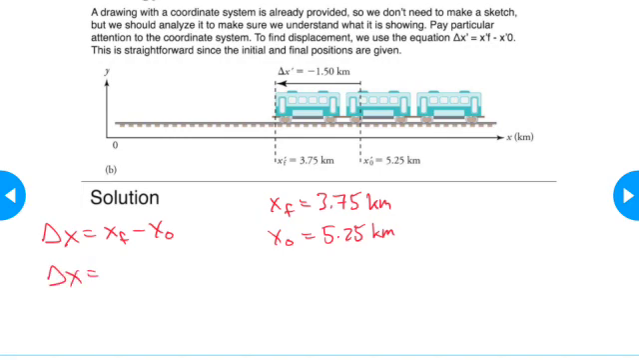So we're ready to plug stuff in. Final is 3.75 minus our initial of 5.25, and subtracting that gives us our displacement of negative 1.5 kilometers.